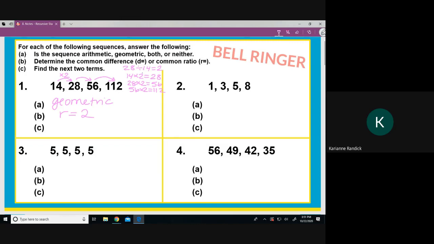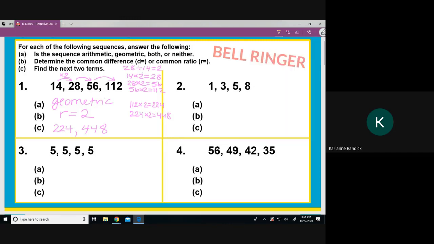And then we determine our next two terms. I take 112 times 2, and I get 224. Then I take 224 times 2, and I get 448. Those are my next two terms. Let's take a look at our next one.